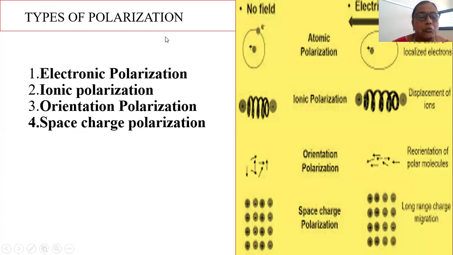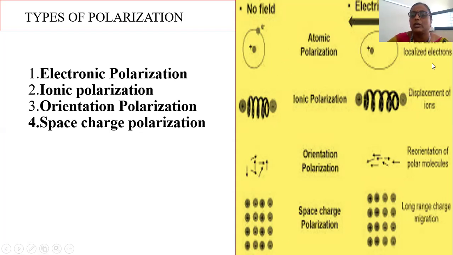Next, types of polarization. There are four types of polarization. First one, electronic polarization. Second one, ionic polarization. Third one, orientation polarization. And the fourth one, space charge polarization. Once again, four different types of polarization are there. In the diagram, we can see the first one.